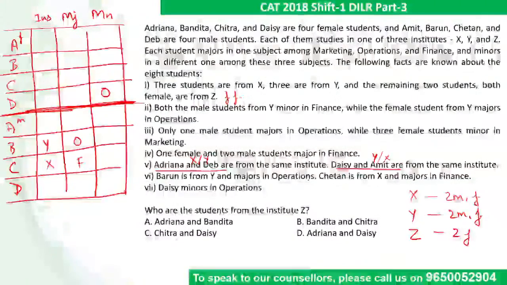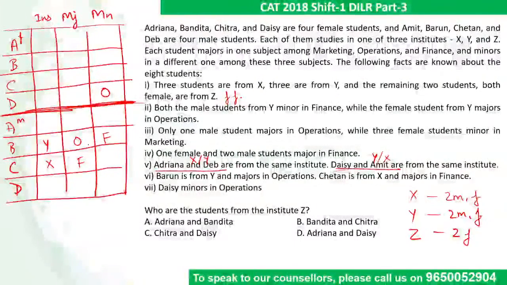Varun is from Y and majors in operations, but this is contradictory to this, right? Sorry, this is minor in finance. My bad. So this is minor in finance, so the other guy will also minor in finance. While the female student from Y majors in operations. That is not known to us.